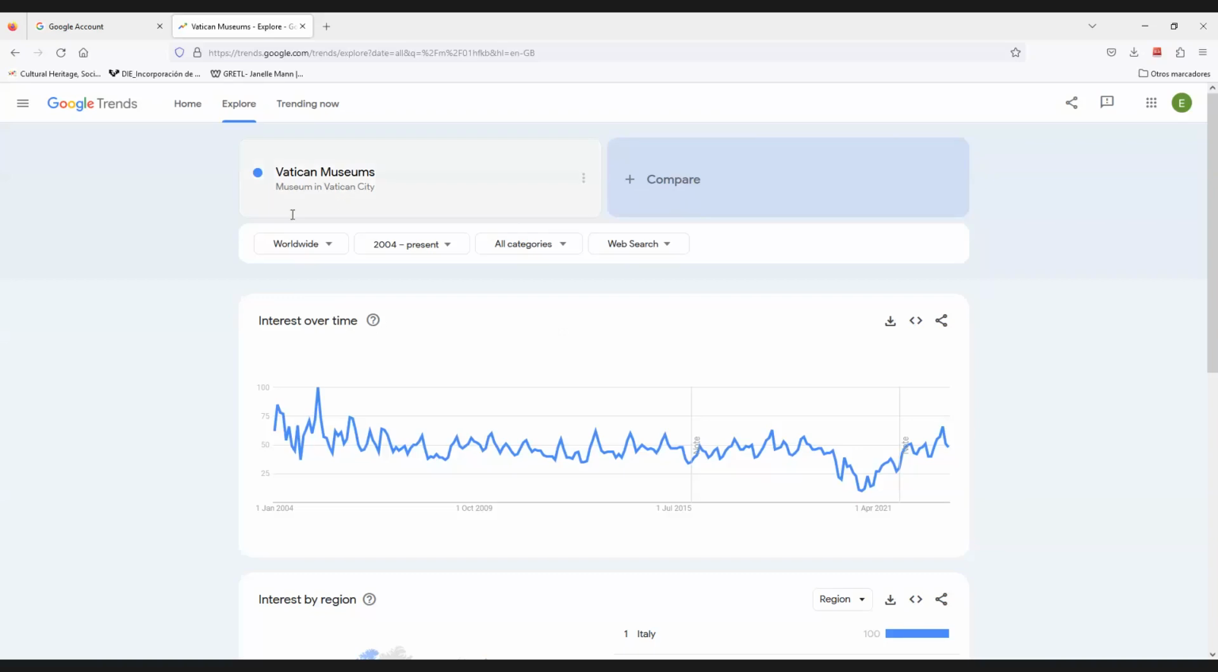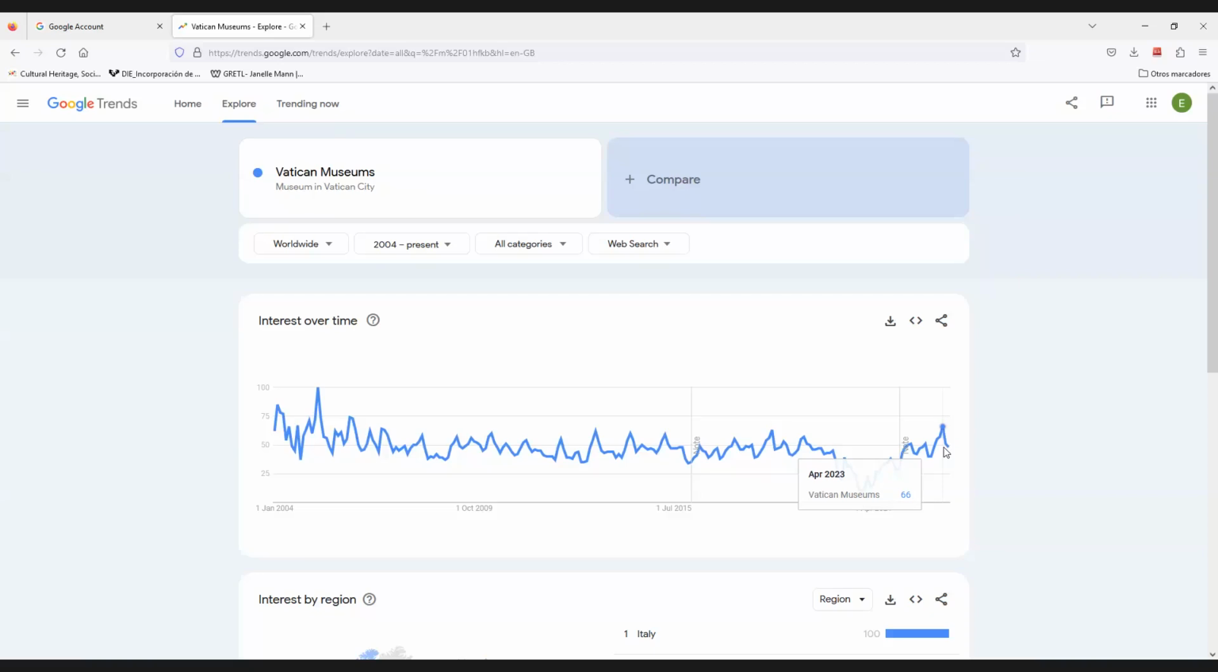Yeah. We have looked for Vatican museums, okay? This was before the pandemic. Then you have a very sharp decline during the pandemic, and this is the recovery, not only recovery, but increase. Normally the tourism data is very seasonal. So we have April this year, 66.